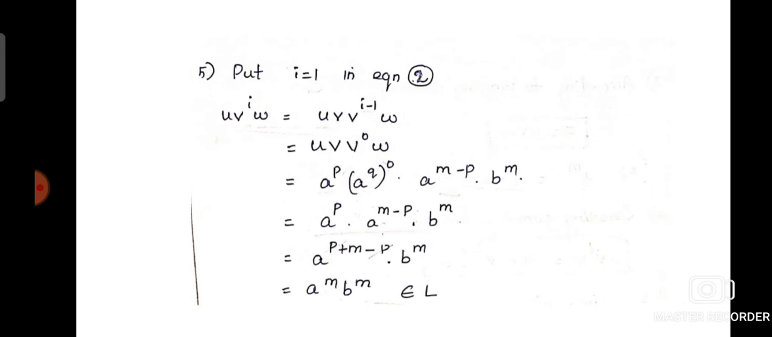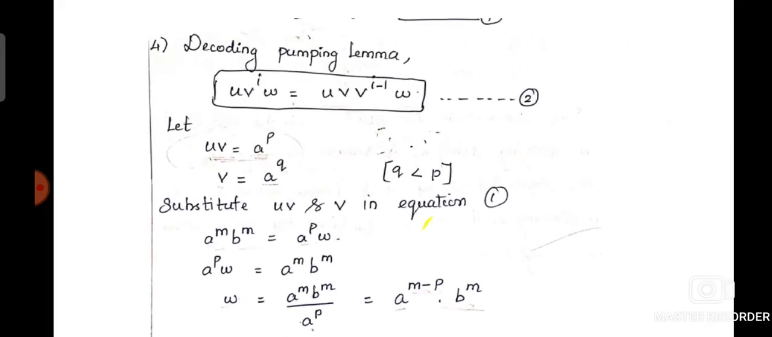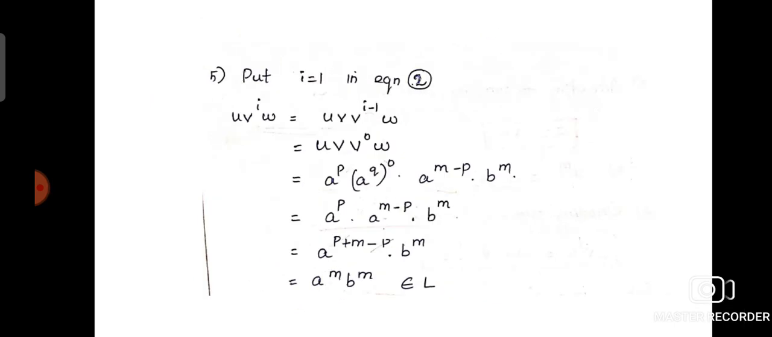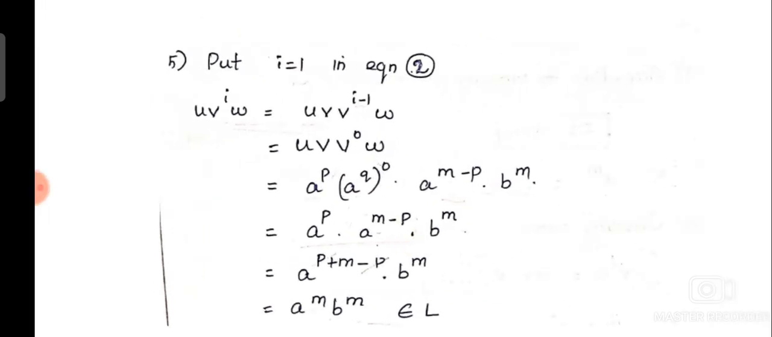Now we are going to put i equal to 1 in equation number 2. Our equation number 2 is this. When we put i equal to 1 in equation number 2, we get u v^i w equal to uv into v power (i minus 1) into w. So when i equals 1, we get uv dot v power 0 w.